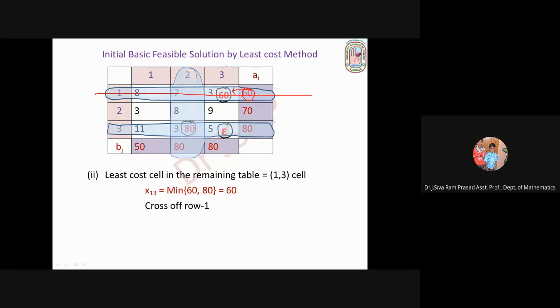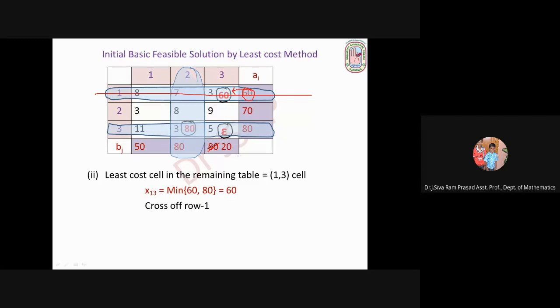Observe the third column, the third destination. At the third destination, the total required amount is 80 units. Out of 80, 60 are obtained from the first origin. So the remaining requirement is 80 minus 60, that is 20. So still the remaining required amount is 20 units at the third destination.